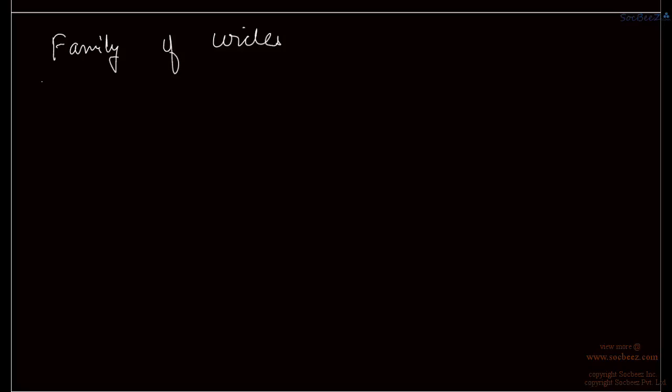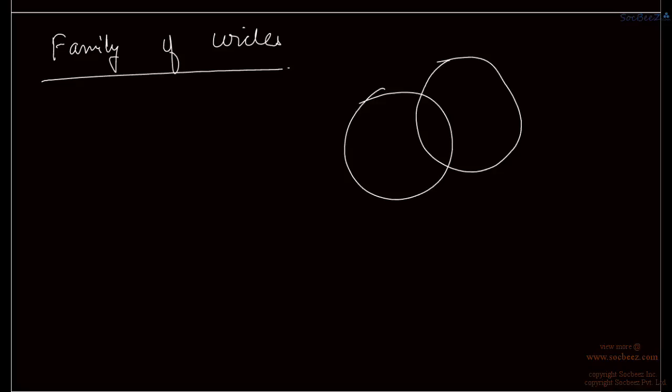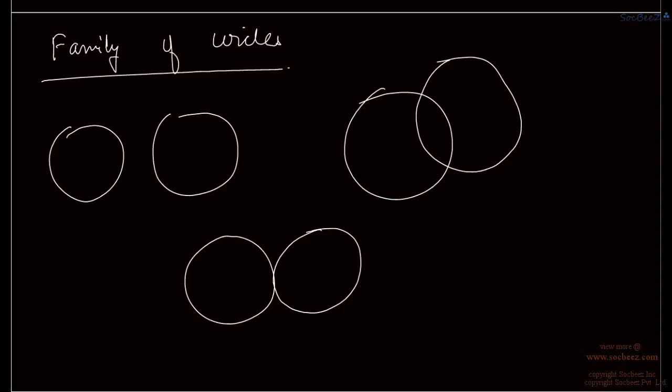Family of circles. Say we have this circle and another circle. So the intersection of two circles can also have three cases, that is, two circles intersect at 2 points, two circles do not intersect at all, and two circles just touch each other. These are the three conditions.